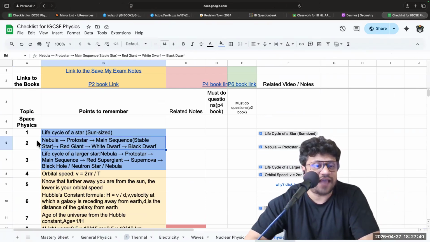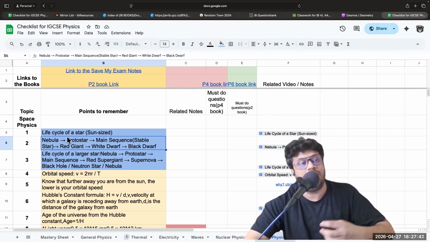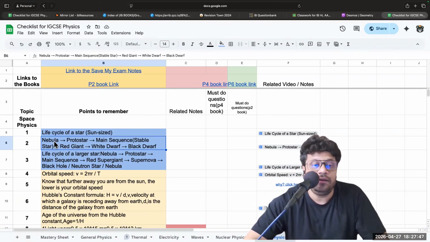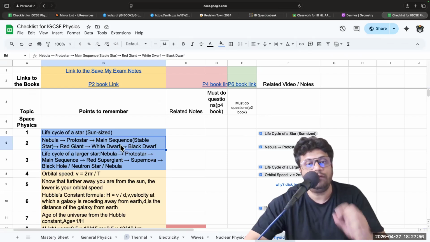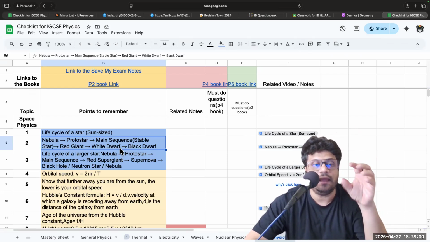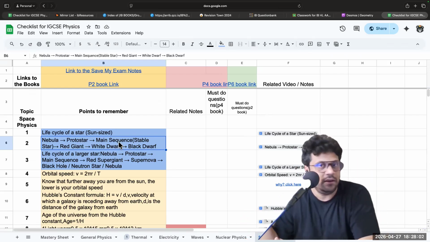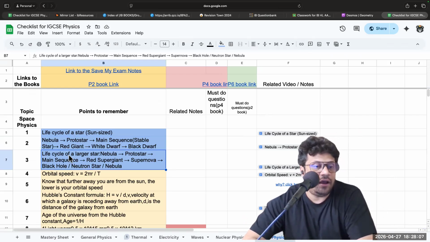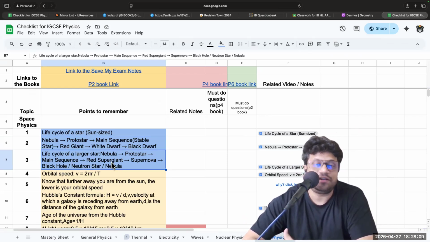Now, this is the life cycle. Point number two here is the life cycle of a star which is the same size as the sun or smaller. You start with a nebula and you end up with a white dwarf or a black dwarf. At the end of this cycle, you can end up with a white dwarf and a nebula around it, and that nebula can lead to the creation of some other star. Or you can have a star larger than the sun, start with a nebula and end with a nebula.